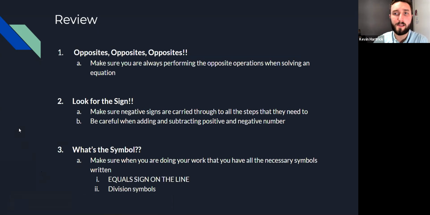Opposites, opposites, opposites. Make sure you're always performing the opposite operations when solving equations. 2, look for the sign. Make sure that your negative signs are carried throughout all of the steps that they need to. And be careful when adding and subtracting positive and negative numbers. 3, what's the symbol? Make sure that when you're doing your work, you always have the necessary symbols written down on your work. The equal sign has to be on the line. Equal sign on the line, all right? And your division symbols, make sure you have those.